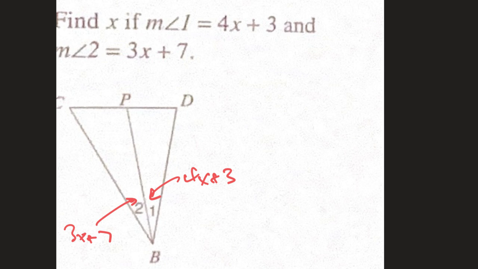If those two angles are the result of a bisector and they are the same, what are you going to do with these two expressions? Set them equal to each other. 4x plus 3 should equal 3x plus 7.